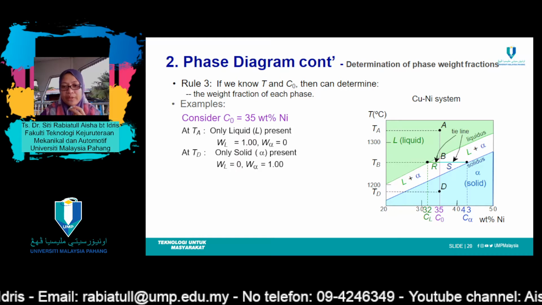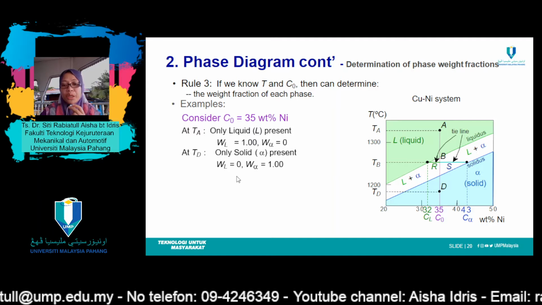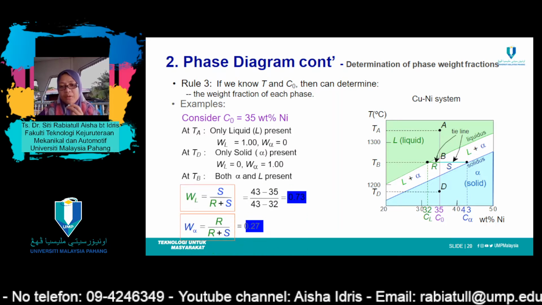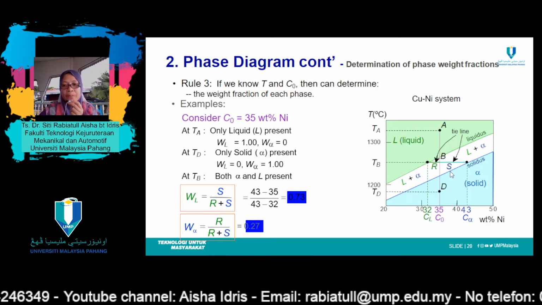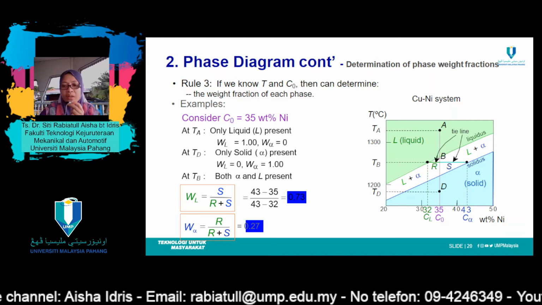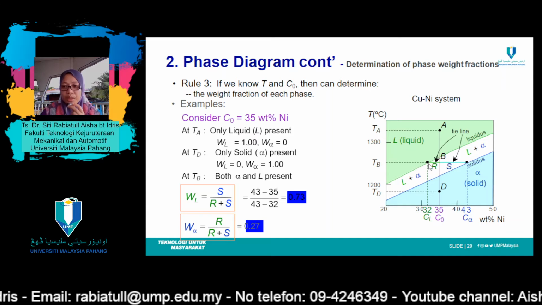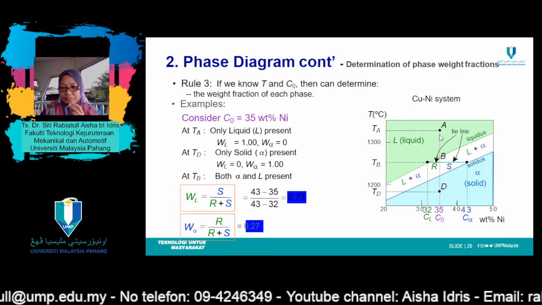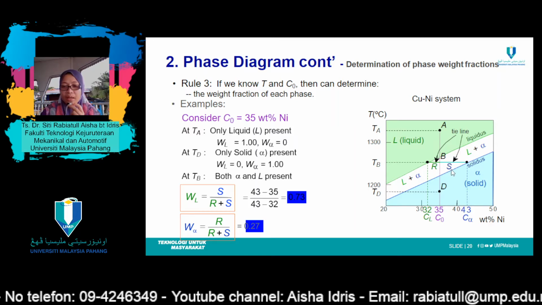Okay, how about point D? Point D just now is 100% solid, so no liquid at all. The formula is the same as I mentioned to you just now. However, for point B, you are going to find that the weight fractions for liquid and solid are different. So using the lever rule, you need to draw a line touching the liquidus and solidus lines. After that, draw a line for C naught, and you may find the R and S values there.